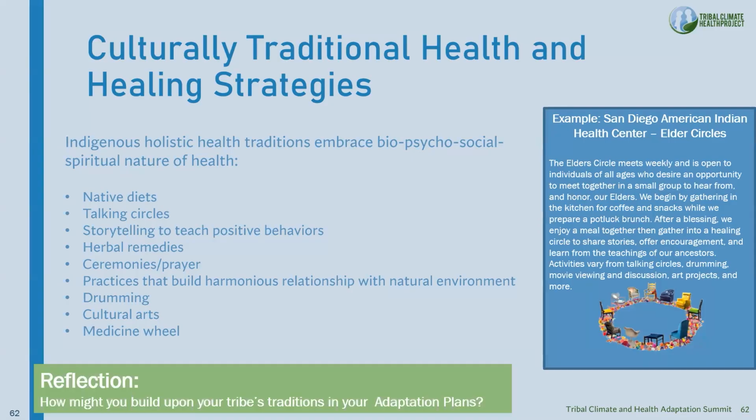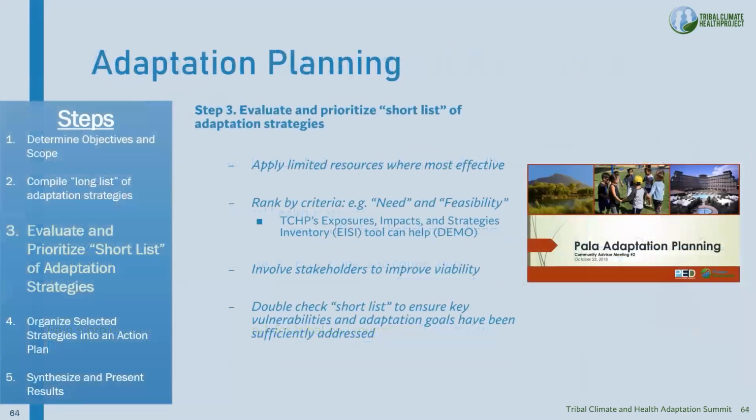All right, those are just some examples of brainstorming strategies, but at some point, you actually have to evaluate your strategies. Evaluate your strategies so that you can develop a short list. Like we were saying, you can't do 10,000, for example. You may be able to do 40, I don't know, a reasonable chunk of things. So you want to apply your limited resources where they're most effective.